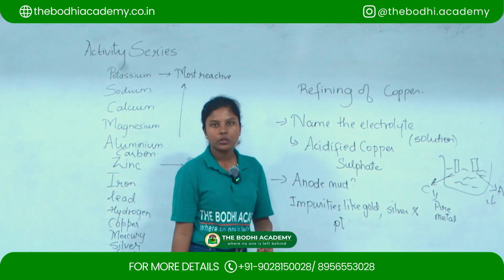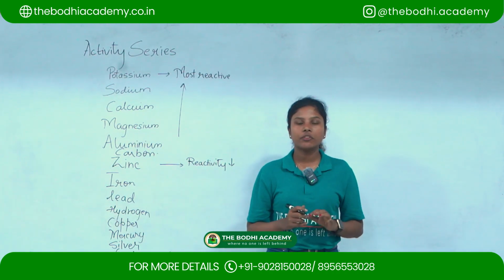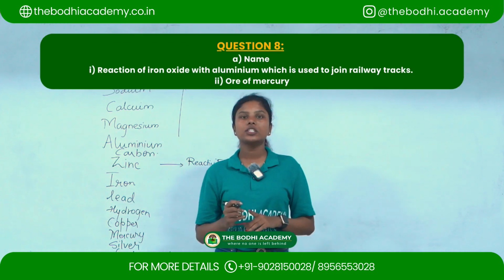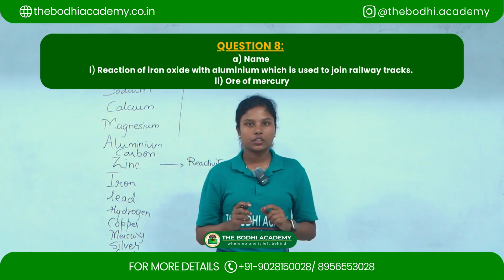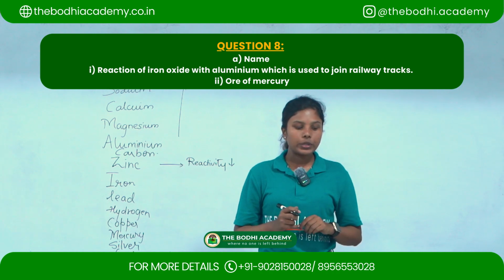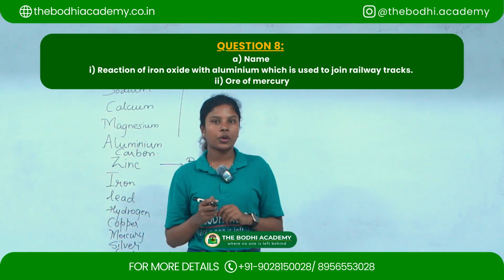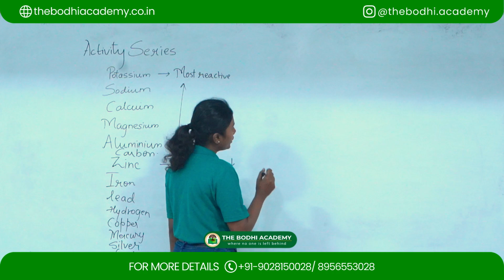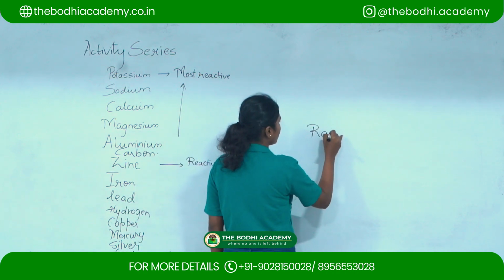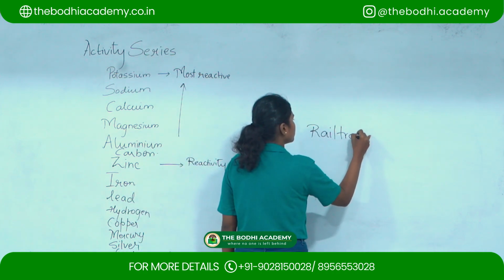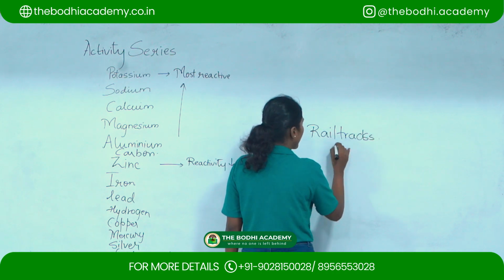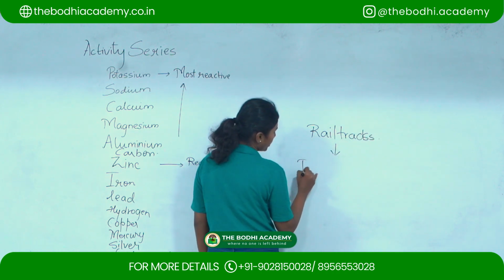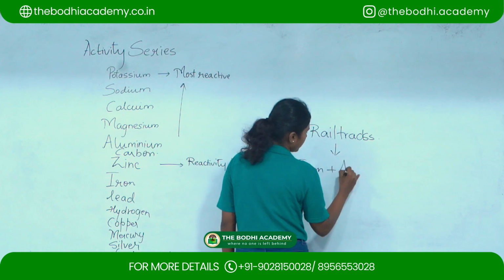Because it is having these impurities present, we refer to it as the anode mud. Moving to the 8th question, we have name the following. The first one is name the reaction of iron oxide with aluminium which is used to join railway tracks. Now when we talk about railway tracks, there is one reaction that we know, iron with aluminium.